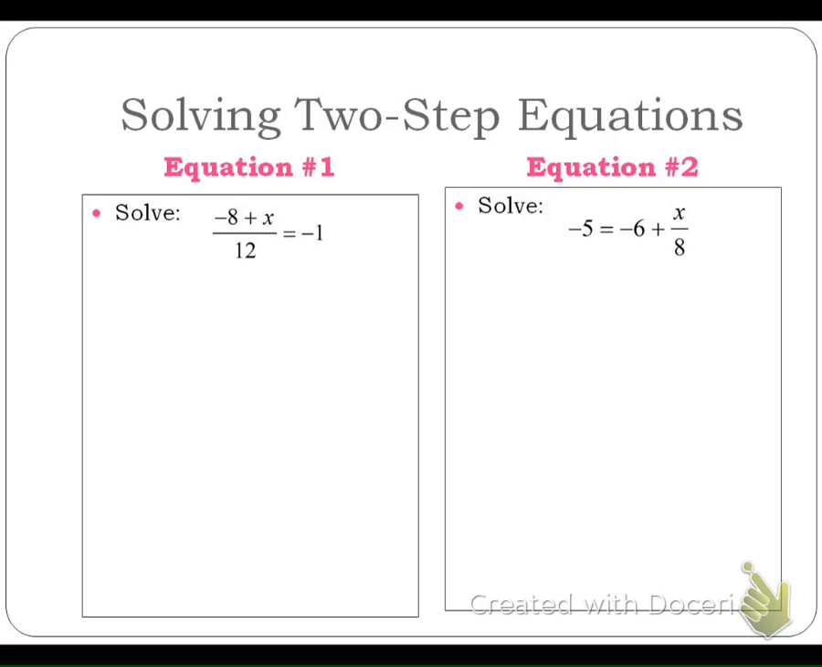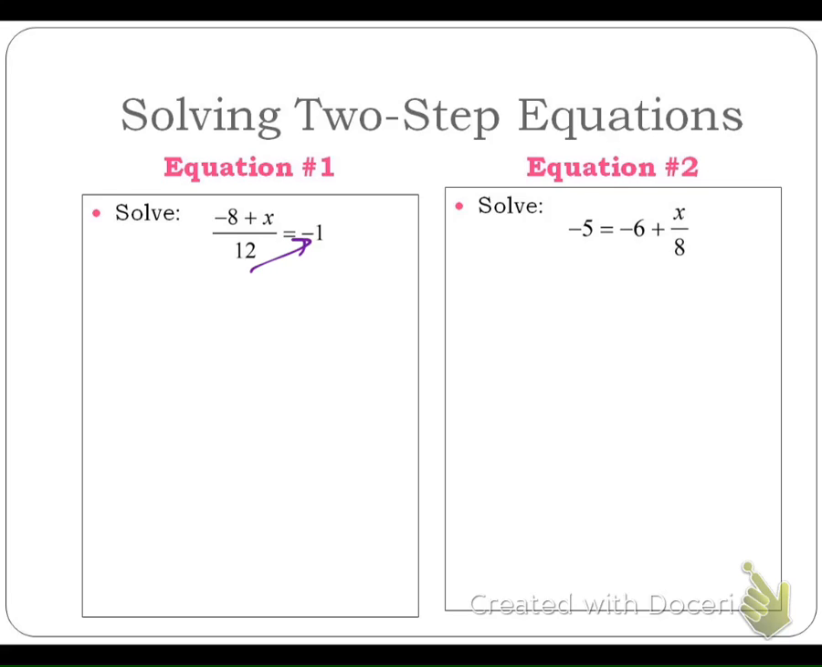Knowing when and when not to apply cross multiplication with your complex fraction is a little tricky. You just need to practice it and make sure you understand the definition of complex fraction. So let's take a look at these two equations. One equation says negative 8 plus x over 12 is equal to negative 1. The other one is negative 5 is equal to negative 6 plus x over 8. Which one of these equations has a complex fraction in it? Equation 1. So I must apply cross multiplication.